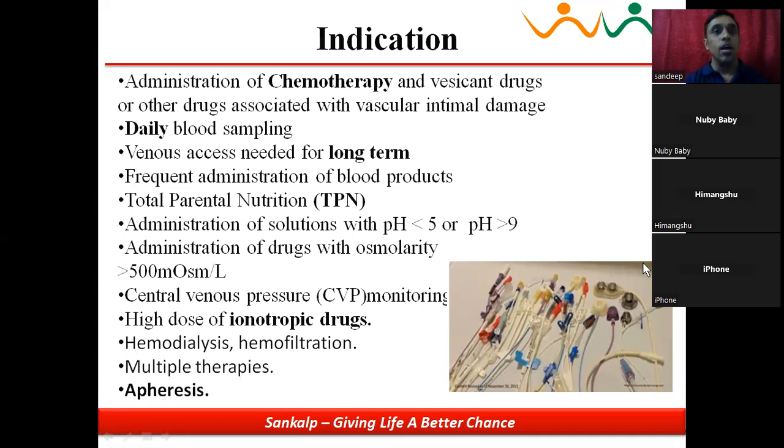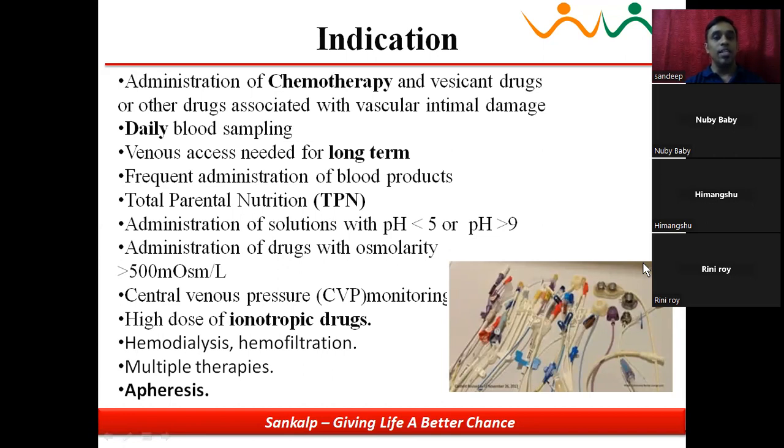Frequent blood product administration. Such patients also we will use central lines for. Also, if somebody needs TPN, total parenteral nutrition, or administration of solutions with pH less than 5 or more than 9, we'll use the central line. And administration of high osmolality medications. Also, somebody who needs CVP, central venous pressure, to be checked. And if somebody needs long-term inotropes, and when we have resuscitated, again we have to continue the inotropes. Such types of patients.